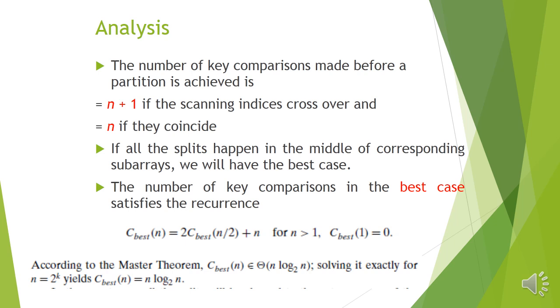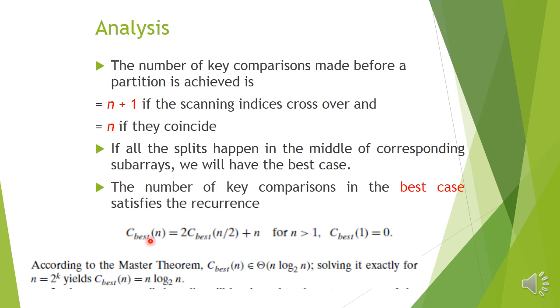This slide shows the analysis of the quicksort algorithm, here for the best case. The number of key comparisons is n plus 1 if the scanning indices cross over, that is, the i and j values cross over. If they coincide, that is j and i are at the same location, we need n comparisons. The best case means all the splits happen in the middle of the subarray. Every time we get the pivot element in the middle location, we consider it the best case, so the recurrence can be written like this.